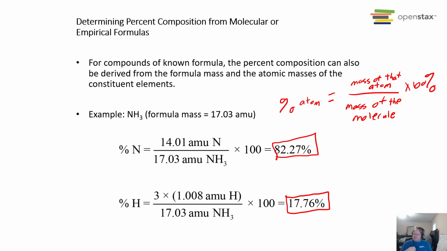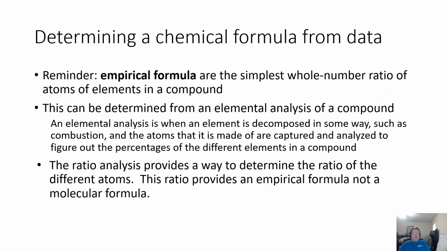Now, let's look at this another way. What if I don't know the formula and I'm trying to take some data to figure it out? How do we do that? First I want to remind you that an empirical formula is the simplest whole number ratio of atoms or elements in a compound. This is important.